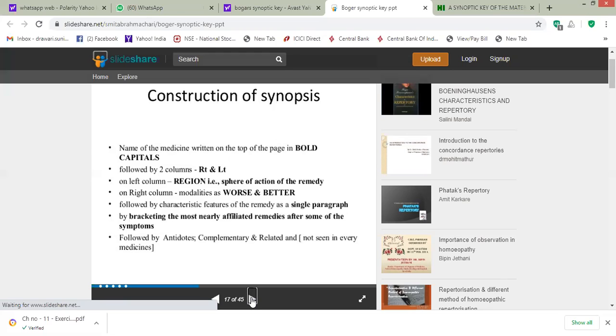This is followed by the characteristic features of the remedy as a single paragraph. That means after the sphere of action and modalities, the characteristic features, the special features, are given by bracketing the most nearly affiliated remedies after some of the symptoms. It is followed by antidote, complementary, and related remedies.